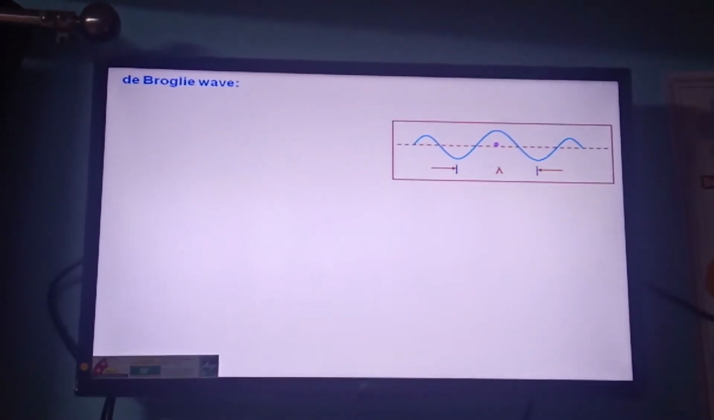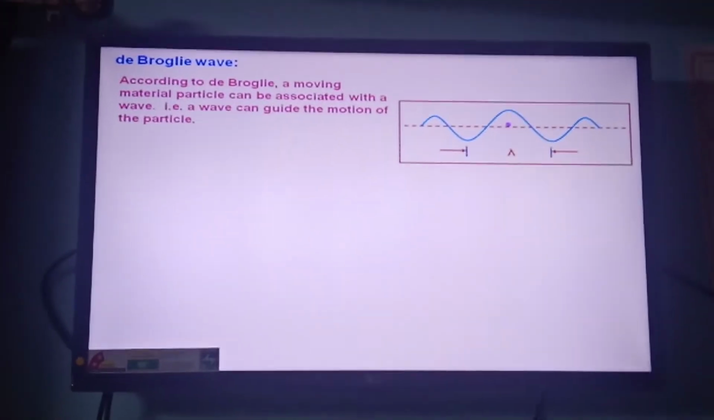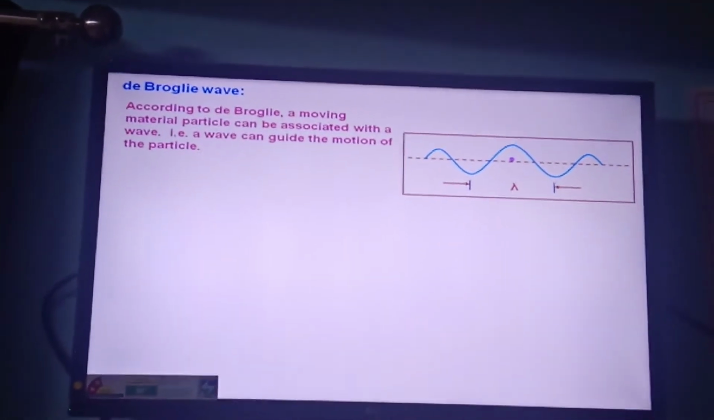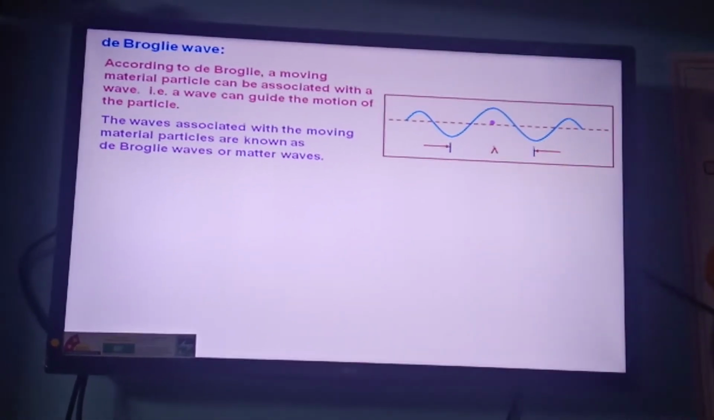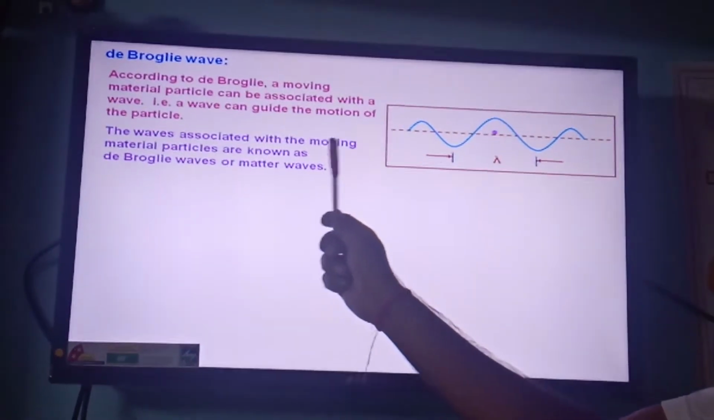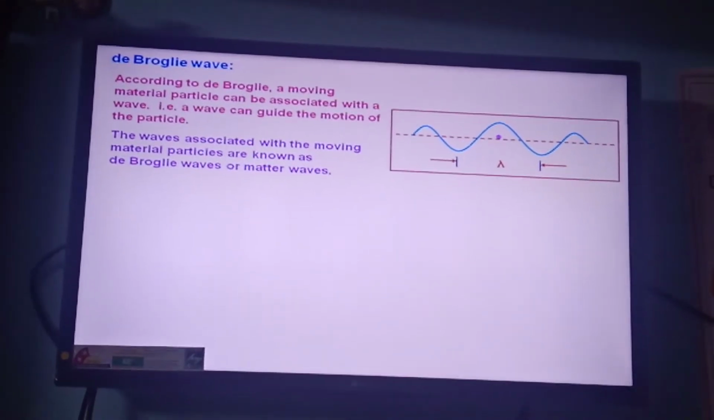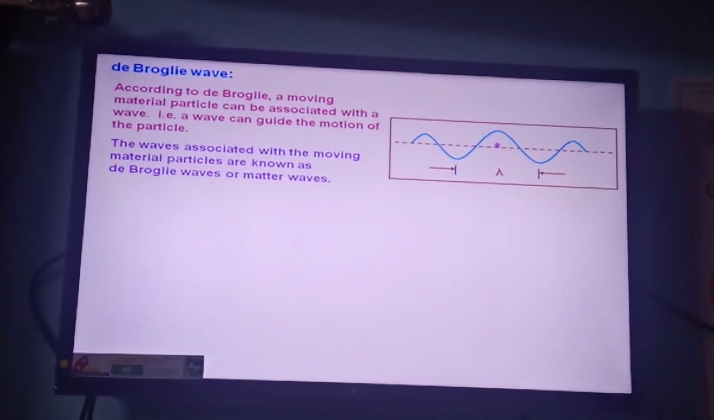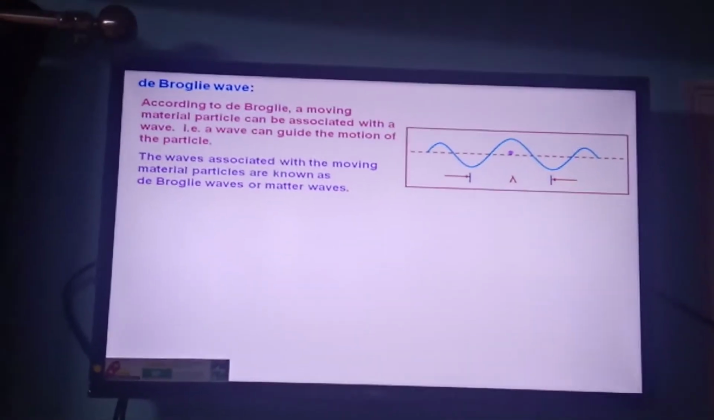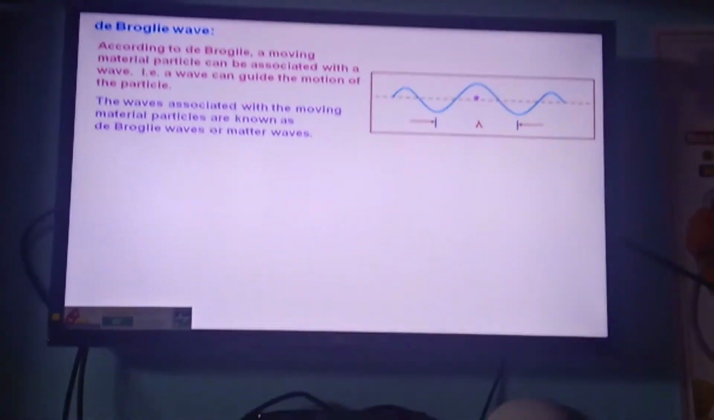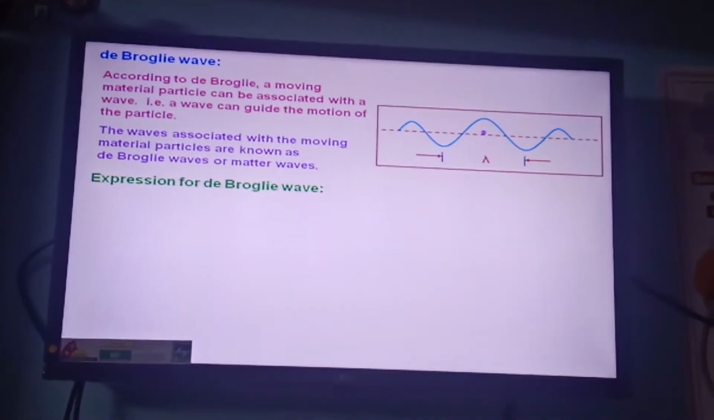What is de Broglie wave? According to de Broglie, with a moving material particle, there is always a wave associated with it. This wave is also known as matter wave or de Broglie wave. The waves associated with the moving material particles are known as de Broglie waves or matter waves. This is the observation of de Broglie, and he also explained this experimentally. Now, he has also given an expression for the de Broglie wave.